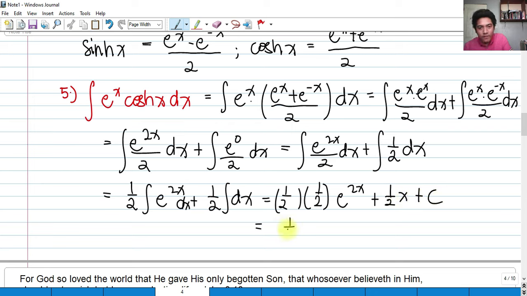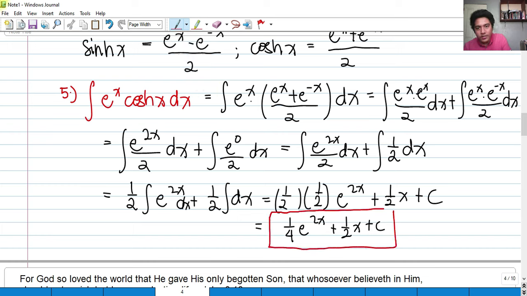So we have now 1/4 e raised to 2x plus 1 half x plus c. And we have now our answer for this problem.